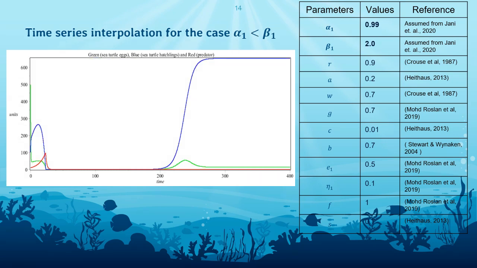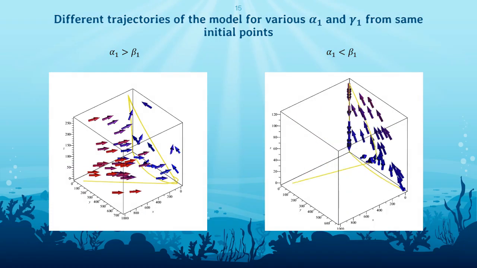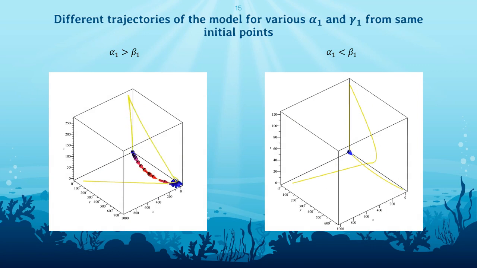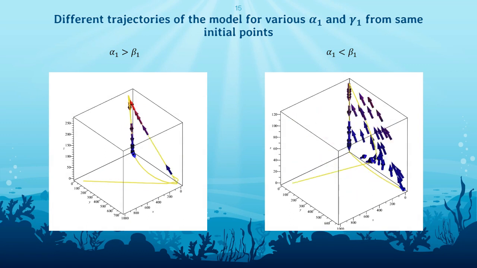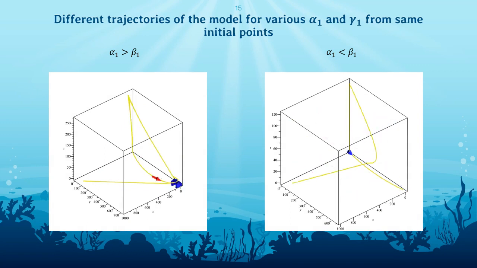We tweak the value when alpha is still 0.99 but beta is 2.0, and the other parameters remain the same. We can see the limit cycle behavior has disappeared. So this is the phase time diagram with flow trajectories of the model.